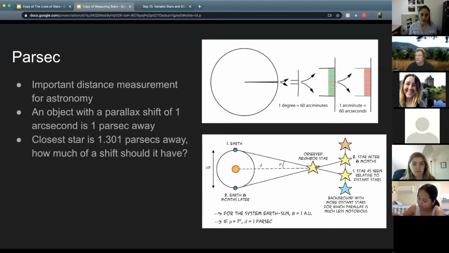So just as a little test to see how we're doing, if we remember our equation for parallax shift, we had d equals 1 over p. So if the nearest star is 1.3 parsecs away, how much of a parallax shift should it have? This is going to be a little bit of math. Once you get your number, if you could put it in the chat so we can check to see how we're doing.